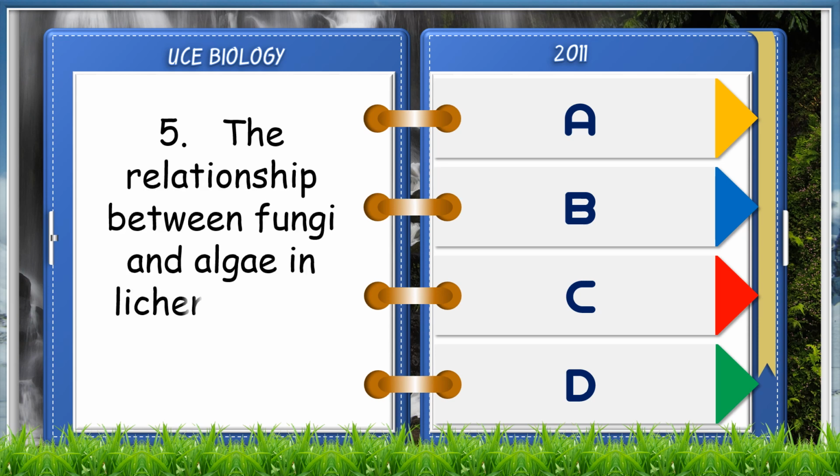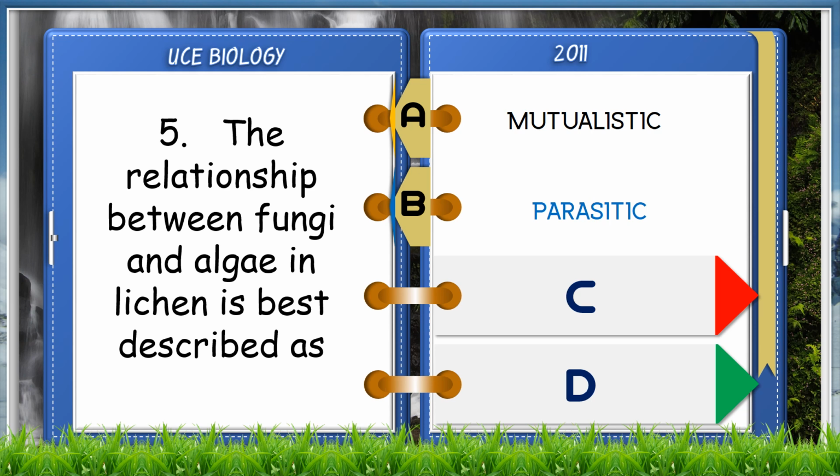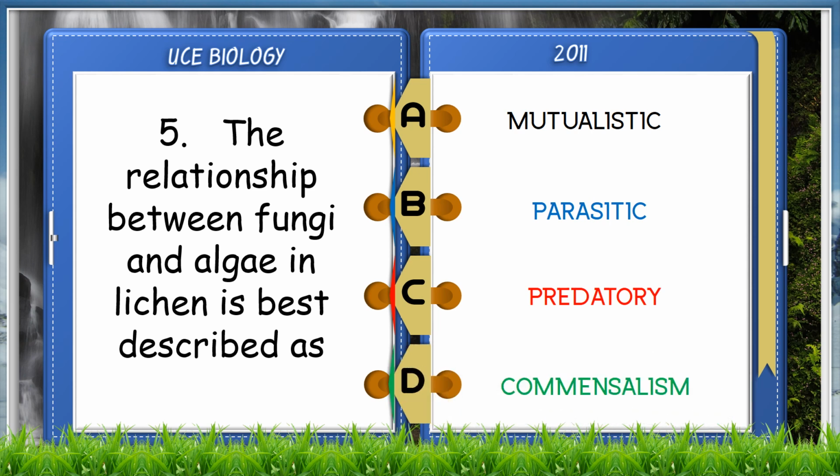The relationship between fungi and algae in lichen is best described as A. Mutualistic. B. Parasitic. C. Predatory. D. Commensalism. The answer is A. Mutualistic.